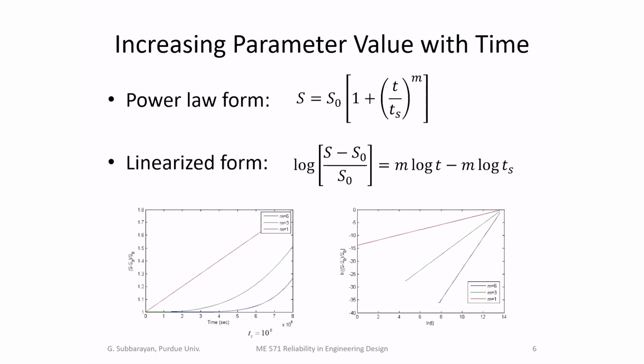So here is the same power law model, but for a parameter that is increasing in value with time. So this is a linearized form, and the plots for various M values.